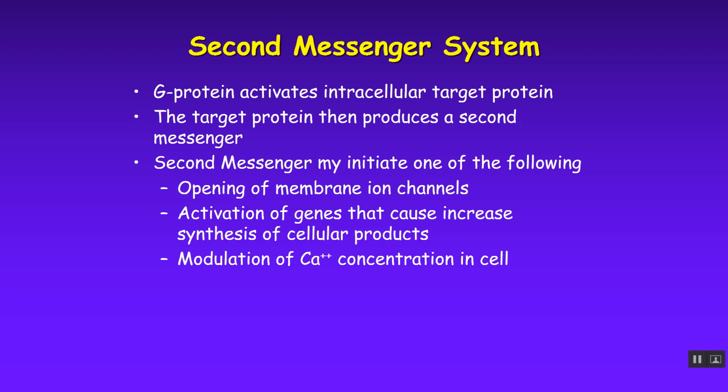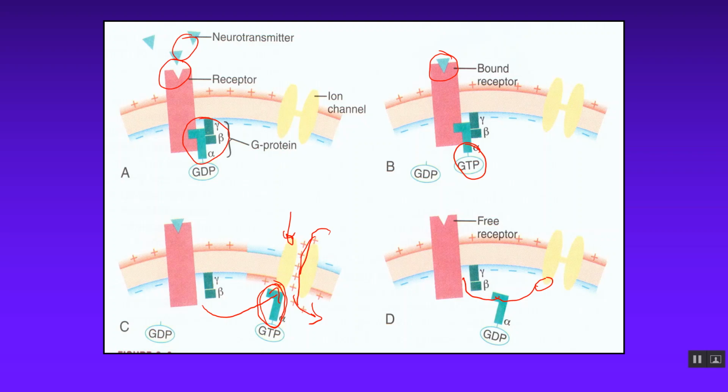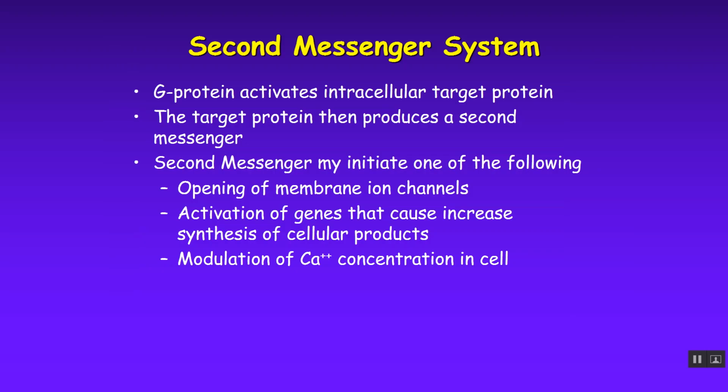The second messenger can open a membrane ion channel, just like this did. This is the alpha chain doing that. In this case, the alpha chain is kind of like the first messenger, but we'll talk about what we mean by the second messenger in a second here. It can open a membrane ion channel. It'll typically open it for a little longer period of time than your traditional neurotransmitter.